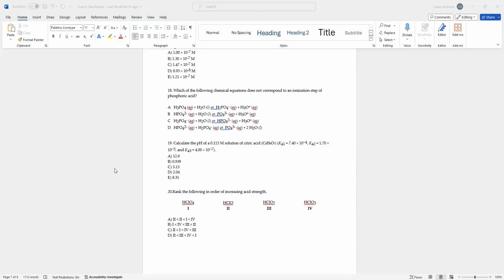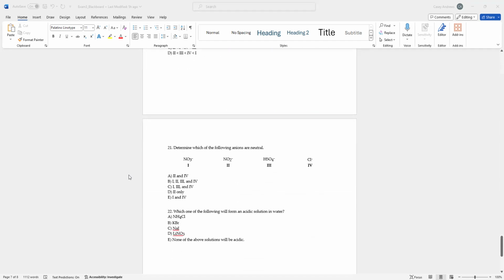Rank the acids in increasing acid strength. Your strongest acid is going to be the one with the most oxygen. So that's 1, and that's D, because only D has 1 being the highest value. Determine which of these ions are neutral. So we need to know our strong acids here. Strong acid, strong acid, strong acid. These three are neutral. So it's just 2.